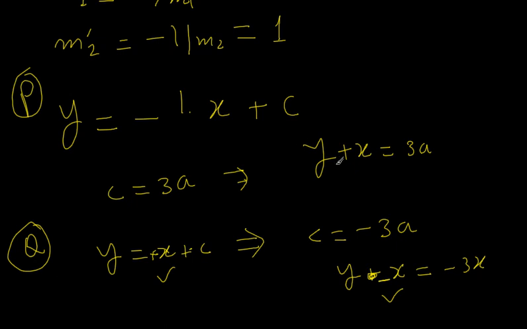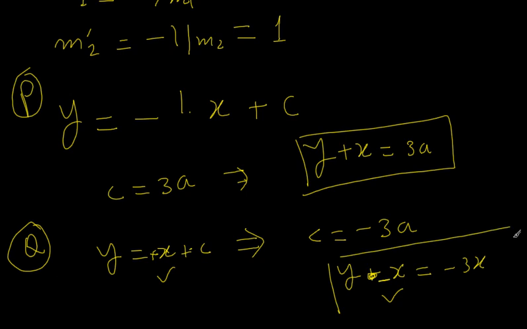So you got two equations, the equations of the normals at points P and Q.